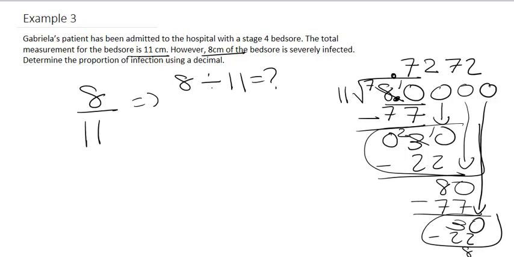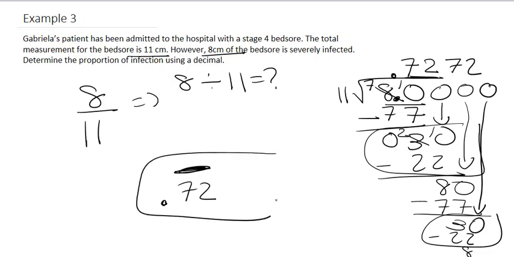So we can just stop here and notice that this 0.72, in particular the 72, is going to be repeated. So our answer would be 0.72, and we're going to put a bar on the top to indicate that these two numbers are going to be repeated for infinity. So this is our final answer that we would write down.